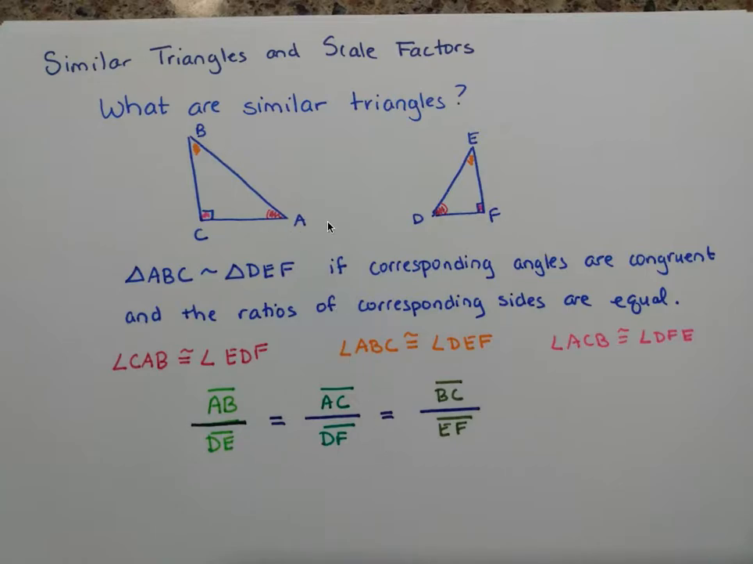If I make a ratio of AB to DE, AC to DF, and BC to EF, you notice in every case I'm always putting the sides from one triangle on the top and the sides from the other triangle on the bottom. If I can make those ratios, and those ratios are the same number every time, then these two are similar triangles. It just means that triangle ABC, which visually looks larger, must be some enlargement of DEF, like when you enlarge something on a copy machine.